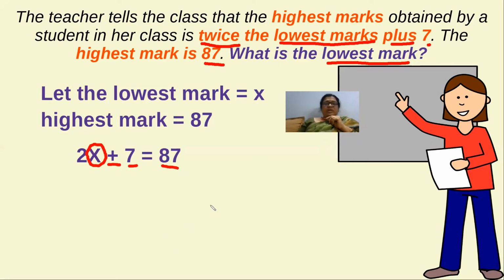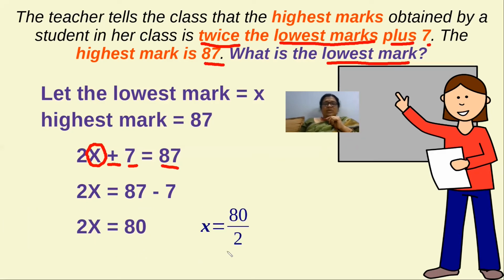Now, which term will transpose to the right side? Plus 7. When we take it to the other side, it will become minus. So 87 minus 7 is 80. Now we will bring this 2 to the other side. When you bring this 2 to the other side, it will come and sit in the denominator, 2 ones are 2, and 2 40s are 80. So the lowest mark is nothing but 40 marks.